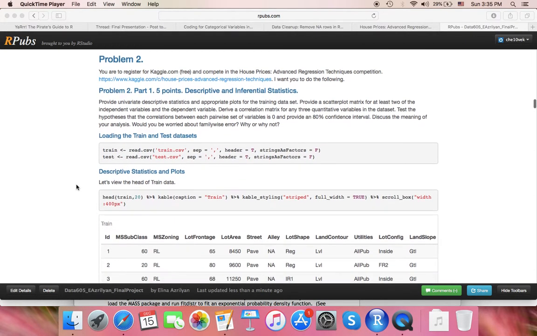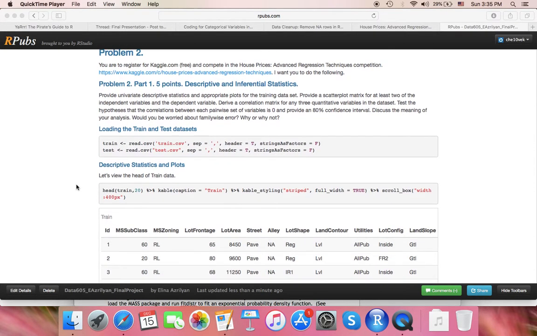So problem 2 was to compete in a competition predicting house prices. The first step was descriptive and inferential statistics. So we just load the data and then take a look at it. The first step was to load both the train and test data set.